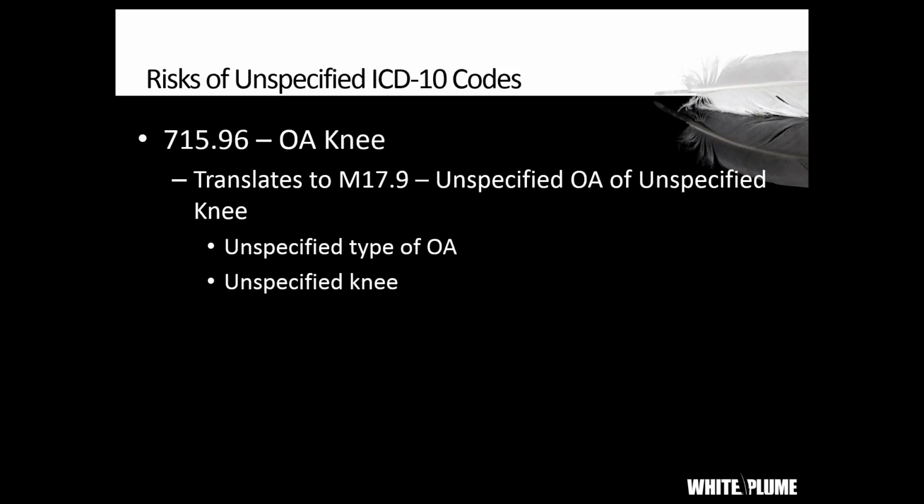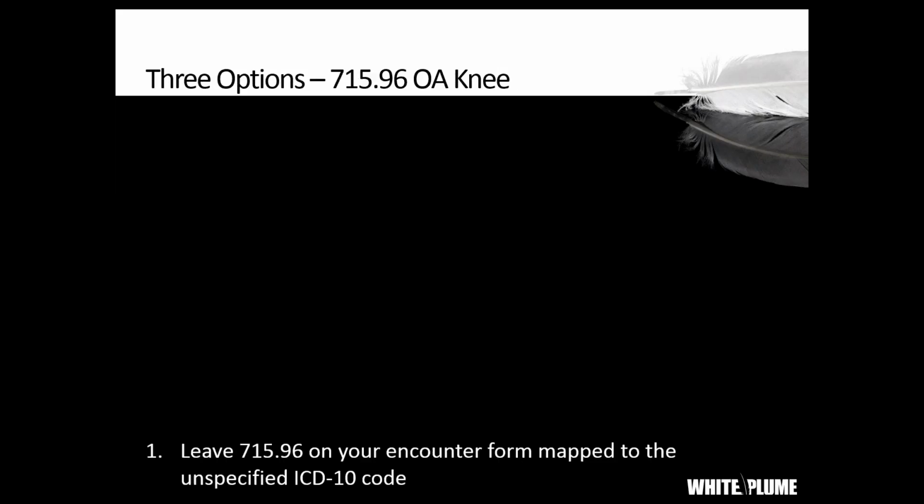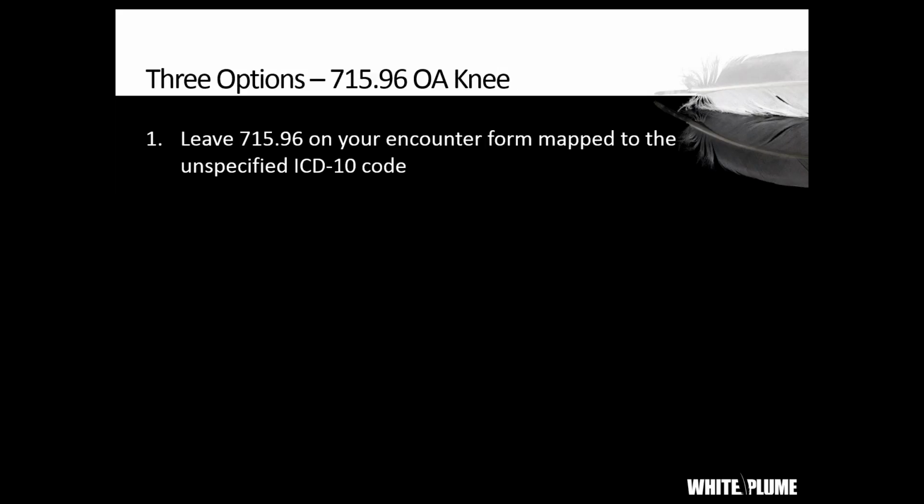Again, M17.9 may get you paid today. It may get you paid in January, but eventually it's going to cause a problem. And it's certainly going to cause a problem in the outcomes-based reimbursement world. So what are your options? How can you handle that today? Let me walk through 3 options. I'll show you what they look like. The first is to leave it as it is. Leave 715.96 on your form. No change required there. And you can leave the custom scenario as it is today using that M17.9 unspecified ICD-10 code. It's an option, but I would not recommend it.